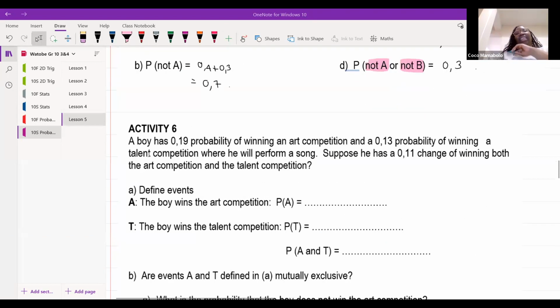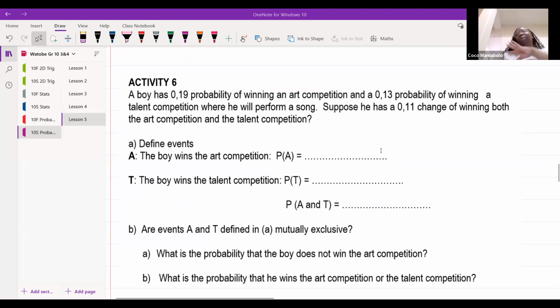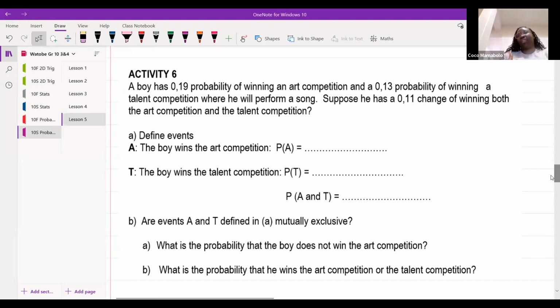All right, let's look at our next example. I want to be really quiet, and I want you guys to try and figure this one out for yourselves. Now, read the whole question.